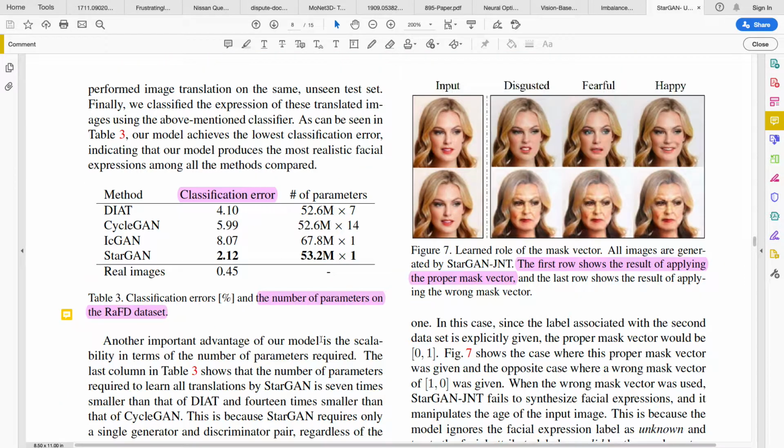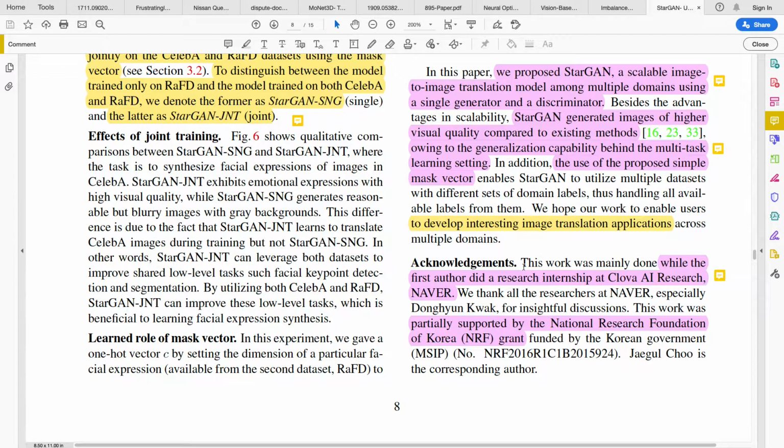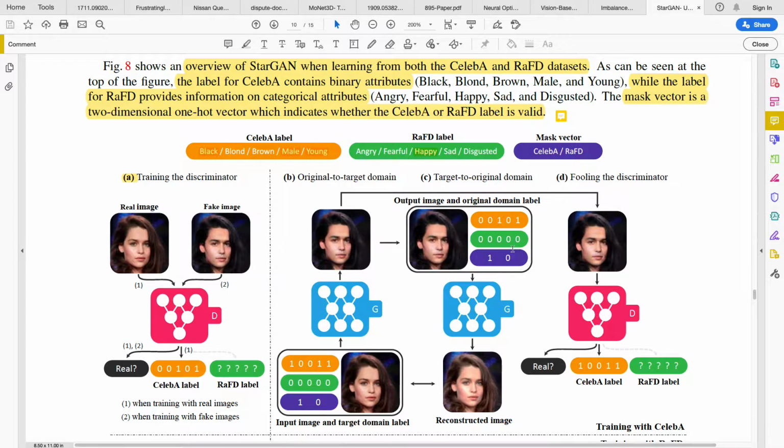So the same thing was also done for another data set, and that is what you see here for the RaFD. So that is about all in this paper. I'll quickly show some appendix, some interesting things here.